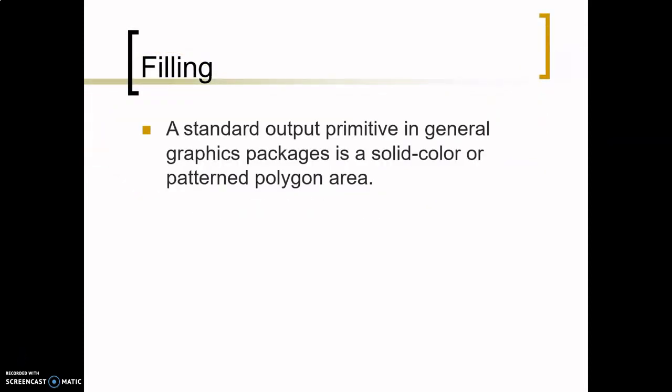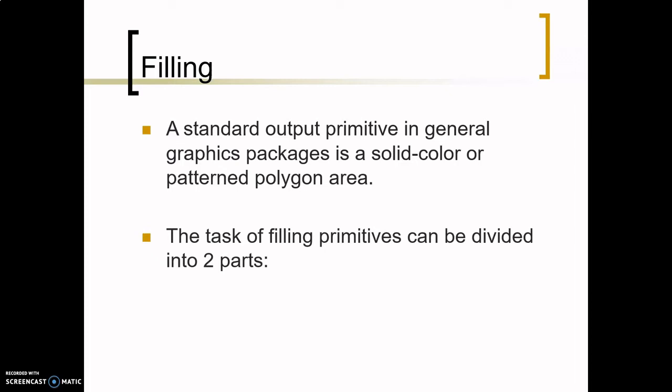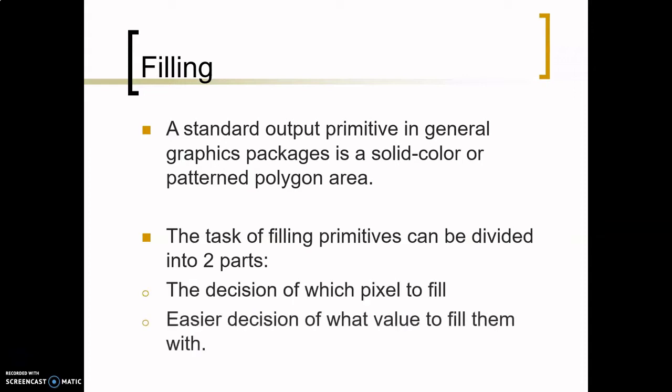A standard output primitive in general graphics packages is a solid color or patterned polygon area. Other kinds of area primitives are sometimes available, but polygons are easier to process since they have linear boundaries. The task of filling primitives can be divided into two parts: the decision of which pixel to fill, and the easier decision of what value to fill them with.